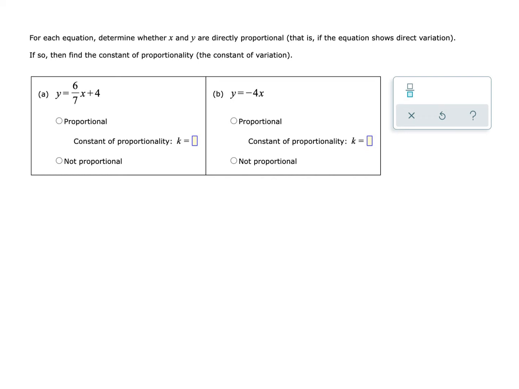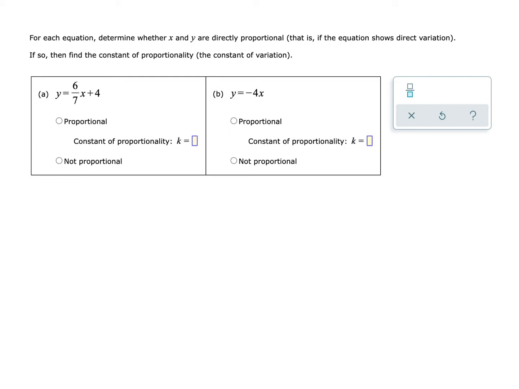We're going to look at whether or not an equation is proportional, and if it is, what its constant of proportionality is. This is a very straightforward definition of proportional. It means that the line or the graph created by the equation must go through the point (0, 0), must go through the origin. And from there, we're going to look at its proportionality or its slope.